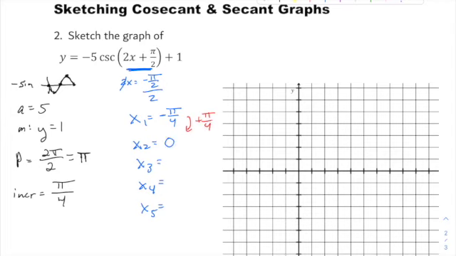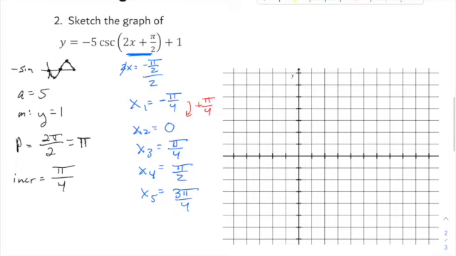And x2 is going to be at 0, x3 is going to be at pi over 4, x4 is going to be at 2 pi over 4, or pi over 2, and x5 is going to be at 3 pi over 4. Distance from there to there being pi units, right, the whole period. And now let's worry about this scale and spreading it out.